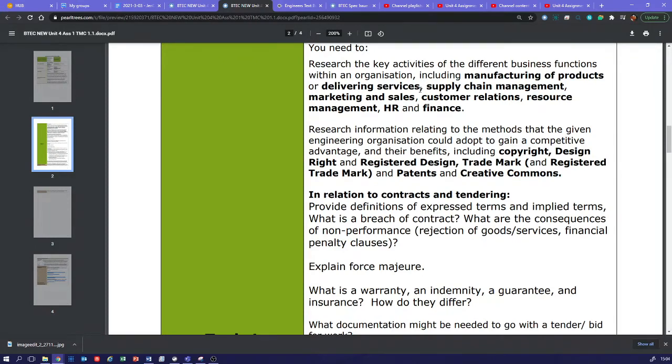How does it benefit the company? As opposed to not having it, what are the advantages of having it and the disadvantages of not having it? So that's what we're looking at for this week's part of this assignment.